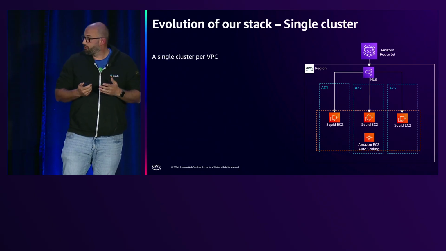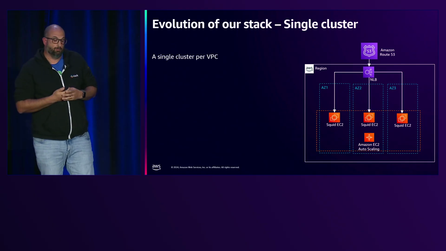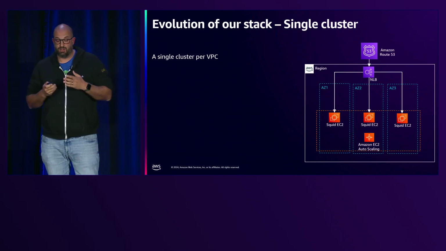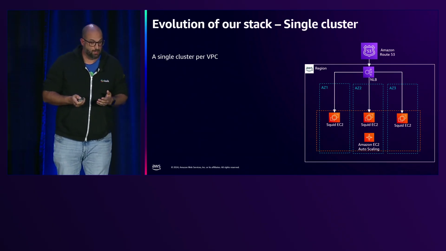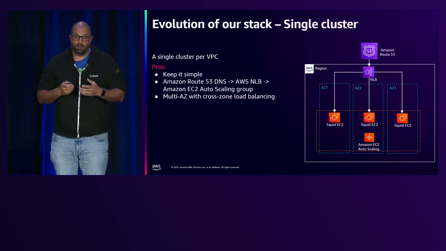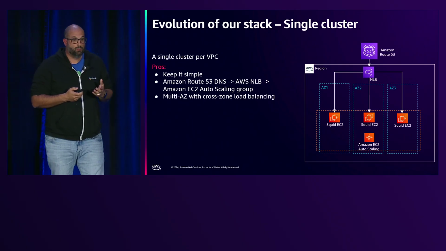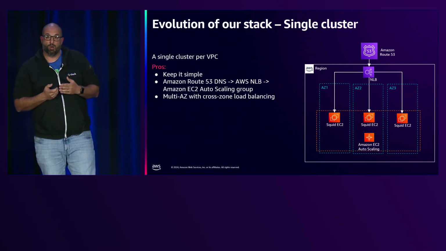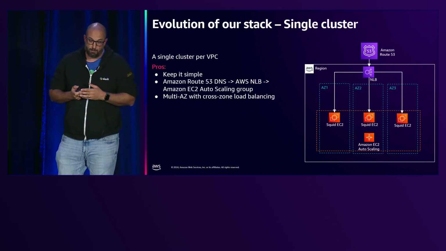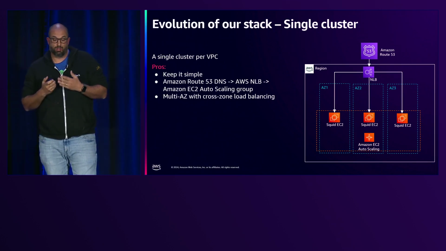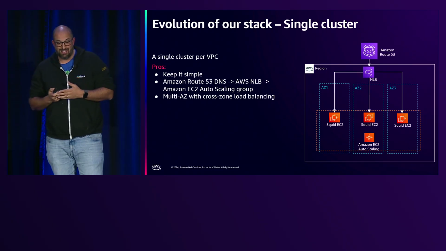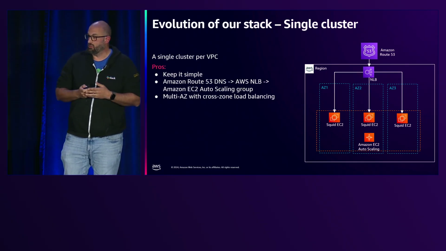So let's walk through the evolution of our egress platform. The first evolution was very simple. We started off with a single stack per VPC. We had a Route 53 DNS record, which pointed to an NLB. Behind that NLB, we had a multi-AZ autoscale group. The NLB was configured with cross-zone load balancing enabled, so if AWS suffered an AZ impairment, things would just still continue to work.